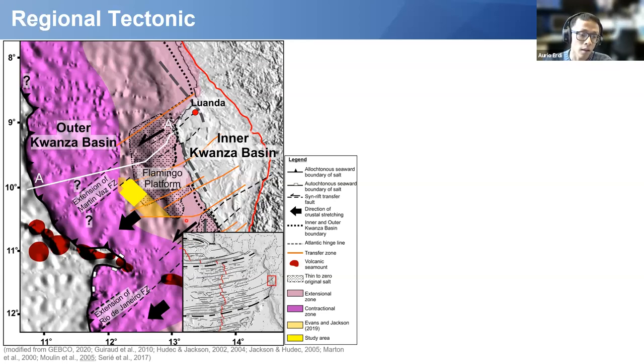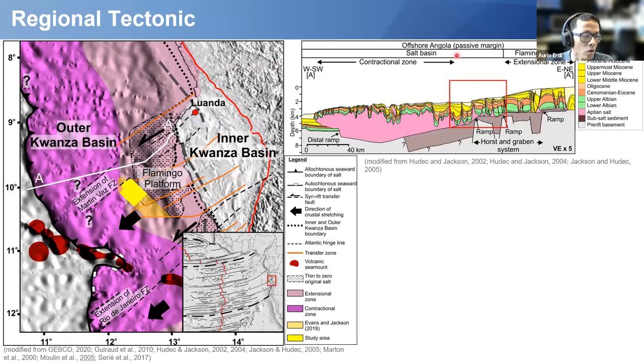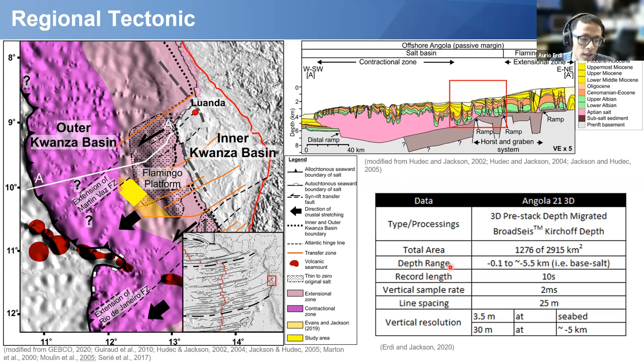In terms of regional context, it is a passive margin setting of a rift system. The rift system consists of northeast trending ocean fracture zones, such as Martin Vaz, and several basement highs, and one of them is called Flamingo Platform. In terms of salt tectonic province, our study area is located between the extensional and contractional domain. And the cross section shows a much clearer illustration that our study area is located above a syn-rift system of Angola Gabon, horst and graben. This cross section also shows that the deformation in this area can be influenced by salt translation across basal relief, which is reflected by the ramp. Here we use a good quality 3D broadband pre-stack depth migrated data, which is cropped into a basal relief.